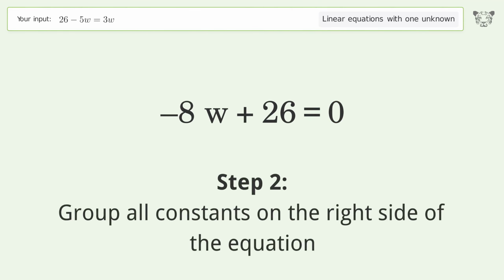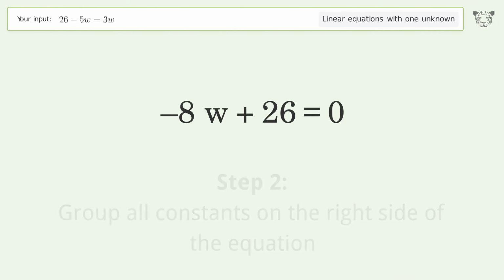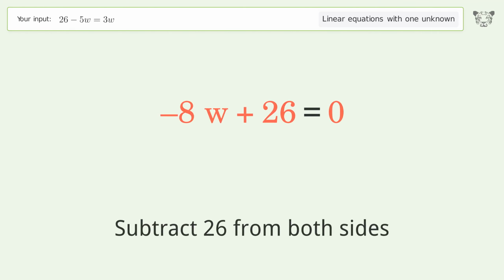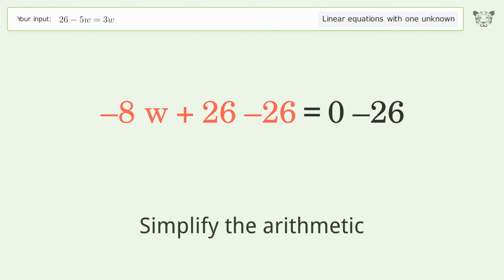Group all constants on the right side of the equation. Subtract 26 from both sides. Simplify the arithmetic.